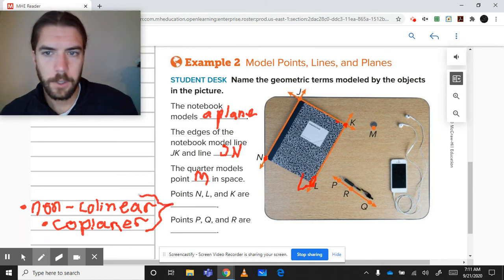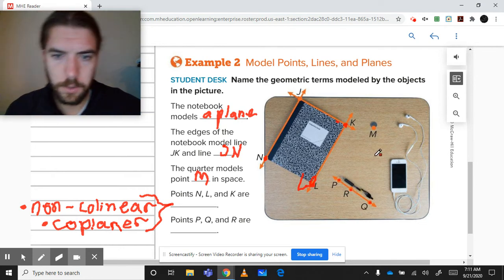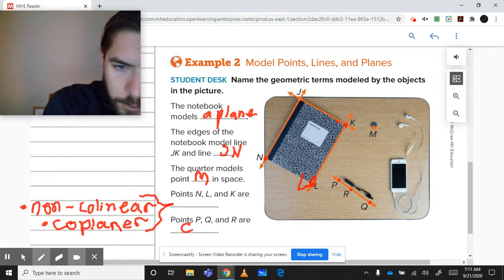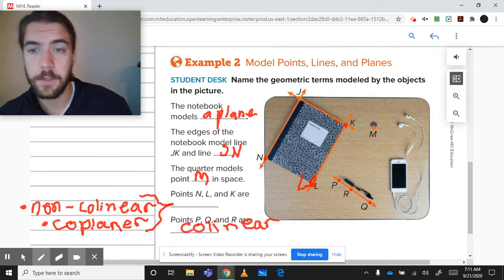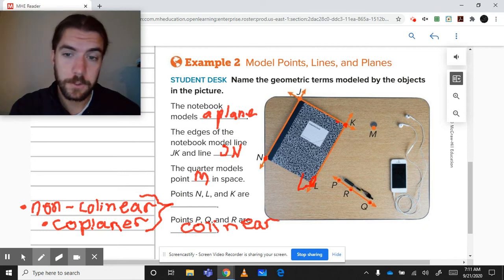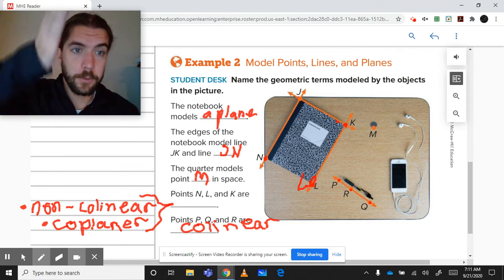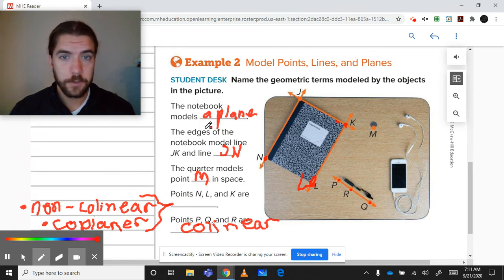Okay. Points P, Q, and R are collinear. They're all on the same line. Okay. And I believe we'd also say they're non-coplanar because they do not exist in one plane. They exist along the surface of the table, but they also exist if you made a sheet of paper that was going up and down. You could put that right on those three dots. Okay, it doesn't exist on one certain plane, so we're not going to call it coplanar in this one. And that is all for example number 2.